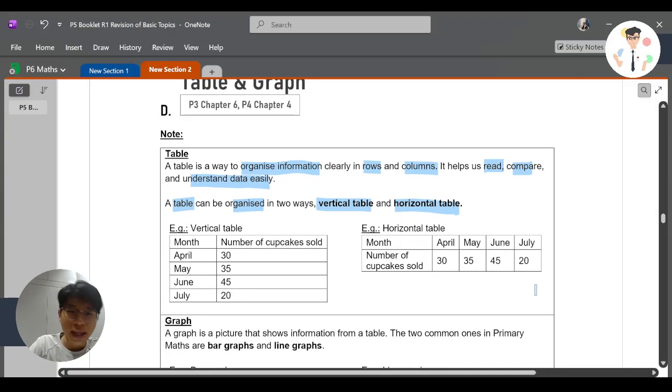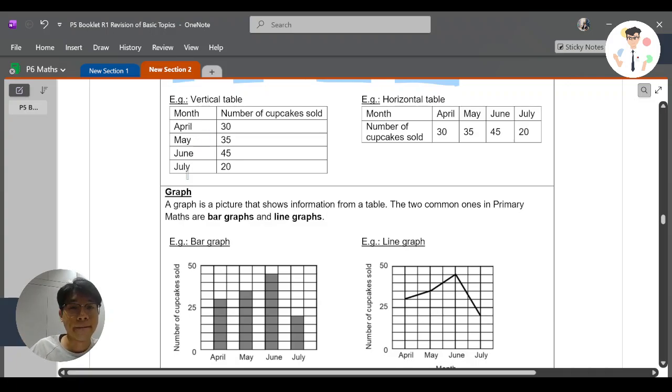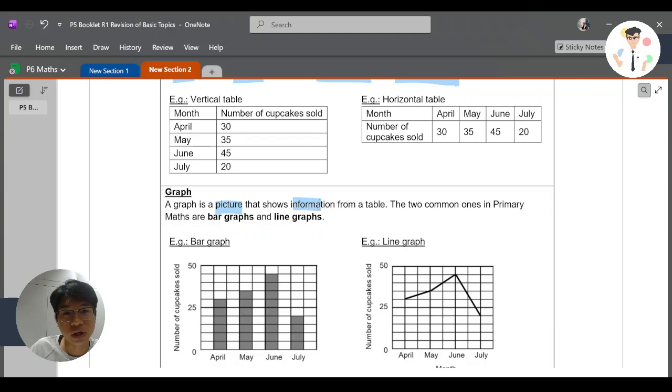Okay, let's move on to graph. Now, graph is something important. Now, a graph is a kind of picture that shows information from a table. Now, for example, the same thing, the cupcakes. If I put it like this, you can know the value exactly.